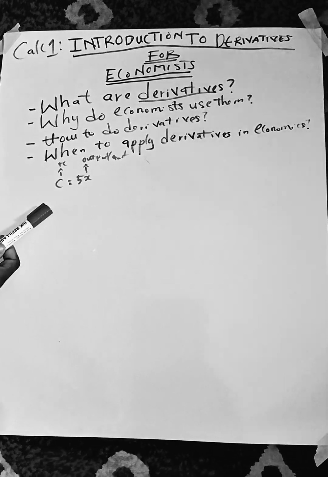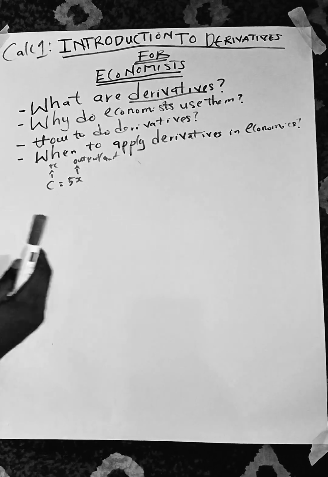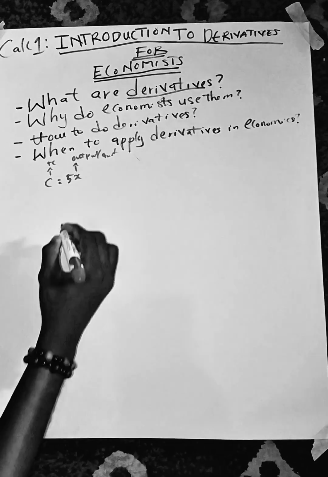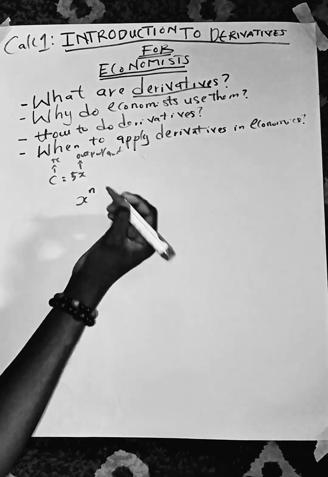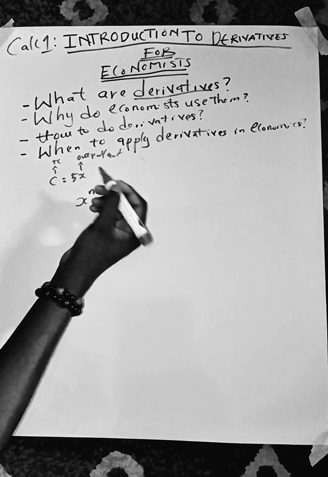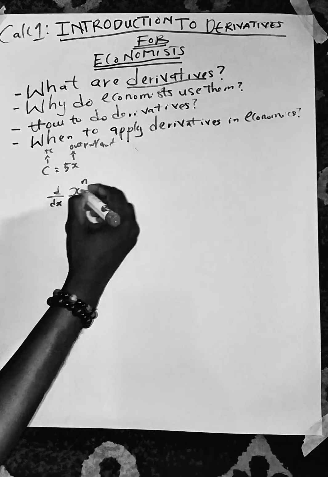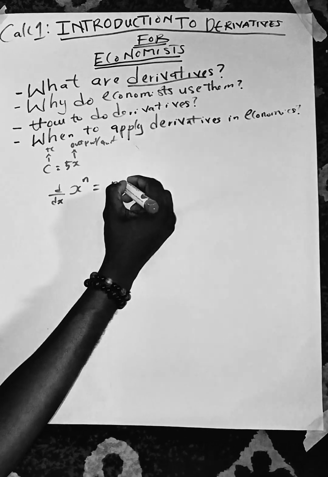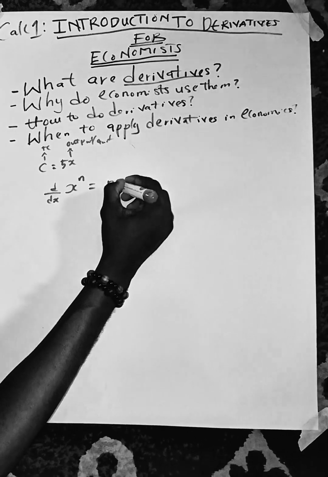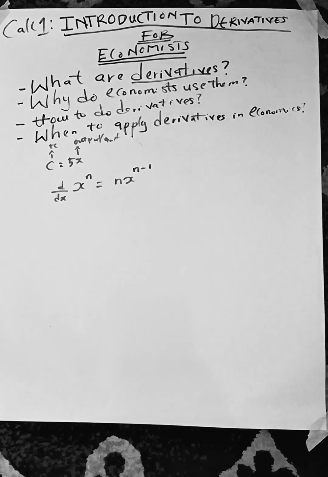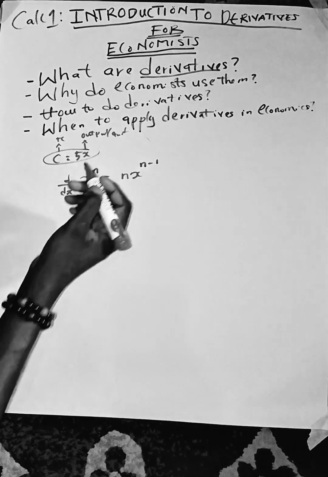So how exactly do we do derivatives? Very simple. The general formula: for a function x raised to the power n, the derivative is just equal to n, that n comes to the back, times x raised to the power n minus 1. Do you understand? So let's take this function as an example.